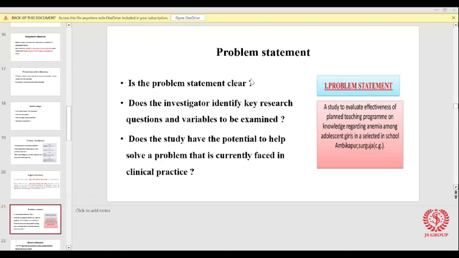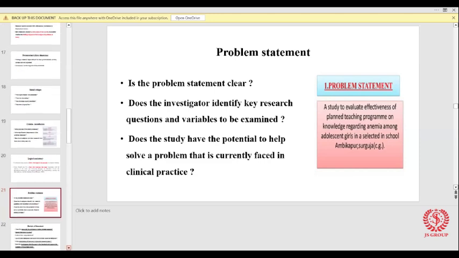One is in the questionnaire format, another one is in the declarative format. A study to evaluate the effectiveness of plan teaching program on knowledge regarding anemia among adolescent girls in a selected particular place. Okay, so that is the problem statement. Is the problem statement clear or not?